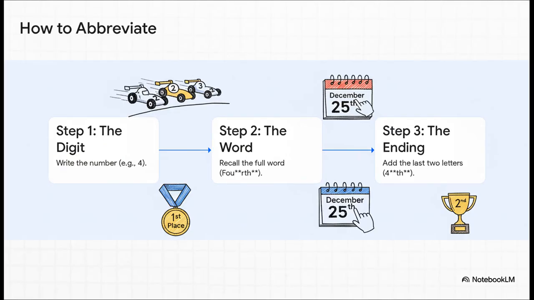And what about writing the short version? Oh, this is easy. You just write the number, think of the full word, and then you add the last 2 letters. So fourth becomes 4th, second becomes 2nd. It's a great little trick to remember.